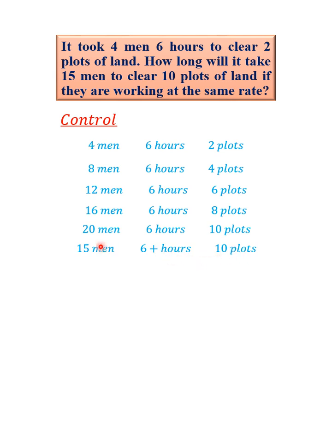Because the men has reduced from 20 to 15, it is expected that the time it will take them to do the same 10 plots will increase, which means that the answer you should get must be greater than 6. And from our calculation, the answer we got was 8, which means our answer is about 90% likely correct.